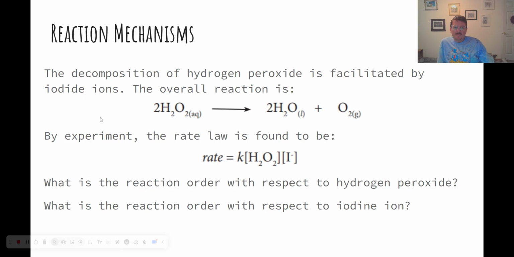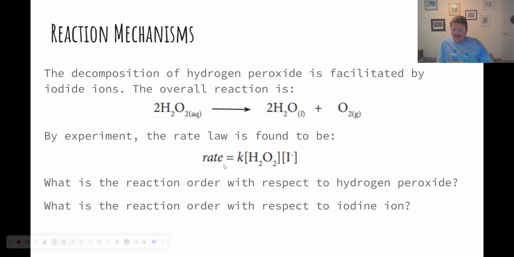So it says we're decomposing hydrogen peroxide. It's catalyzed by iodide. Here's the overall reaction. But then we find that the rate law is this, where iodide is in there and it's just times H2O2. What's the reaction order with respect to each of these? They're each to the first power, so they're each first order with respect to those.